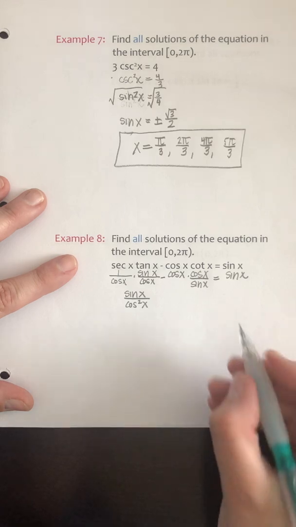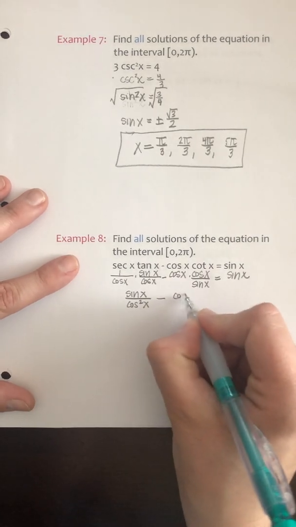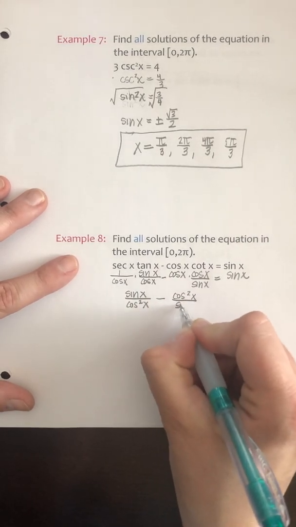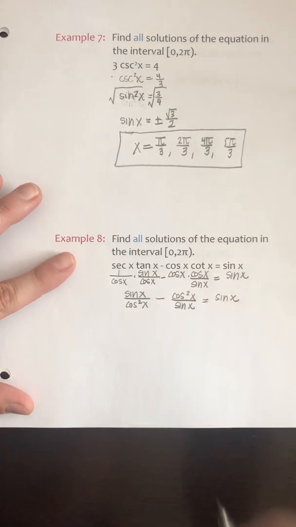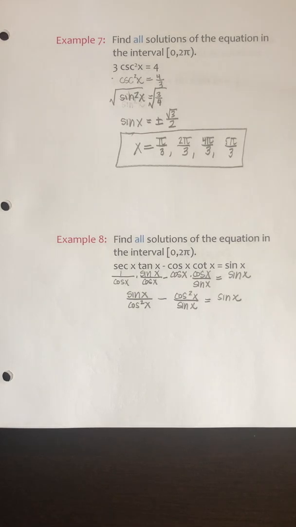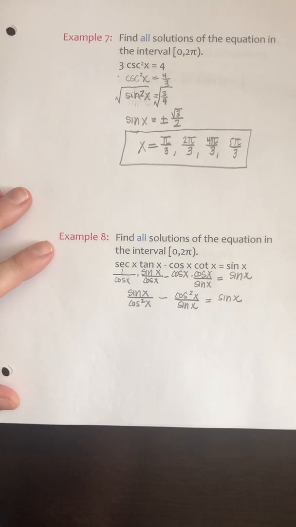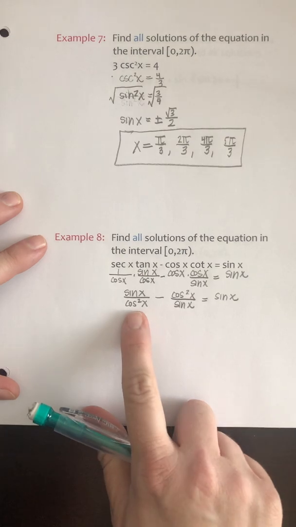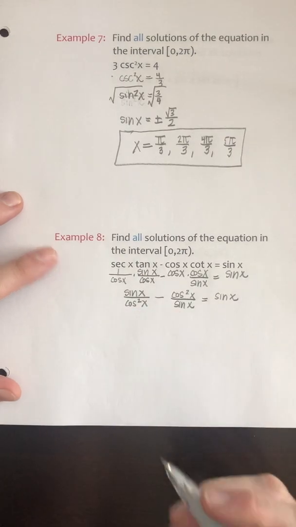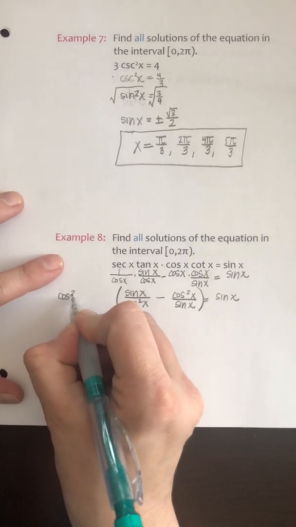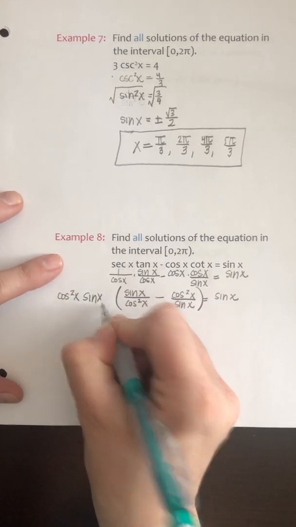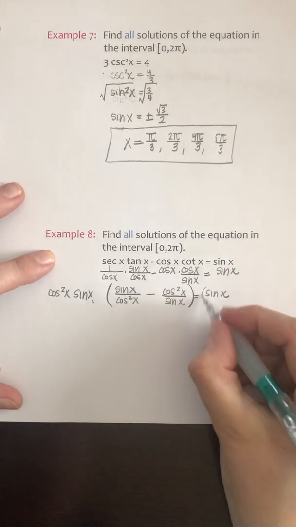Then we have minus cosine squared x over sine x. And then the other side, we don't have a fraction at all. Okay, so remember, one thing you can do if you want to get rid of fractions is you multiply both sides by the common denominator. What would the common denominator be? Well, we need a cosine squared x, and we also need a sine x. So I'm going to multiply both sides by that value.